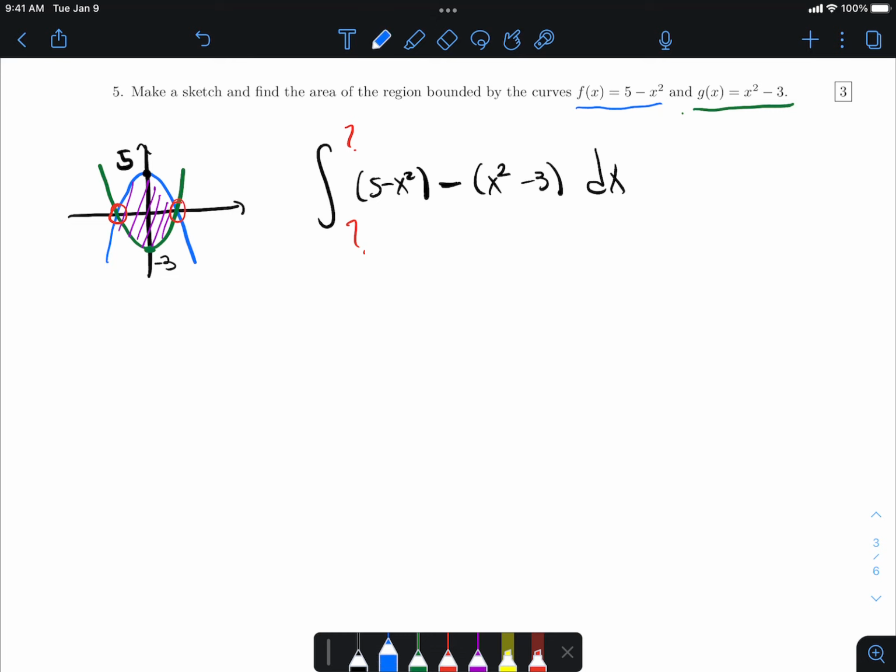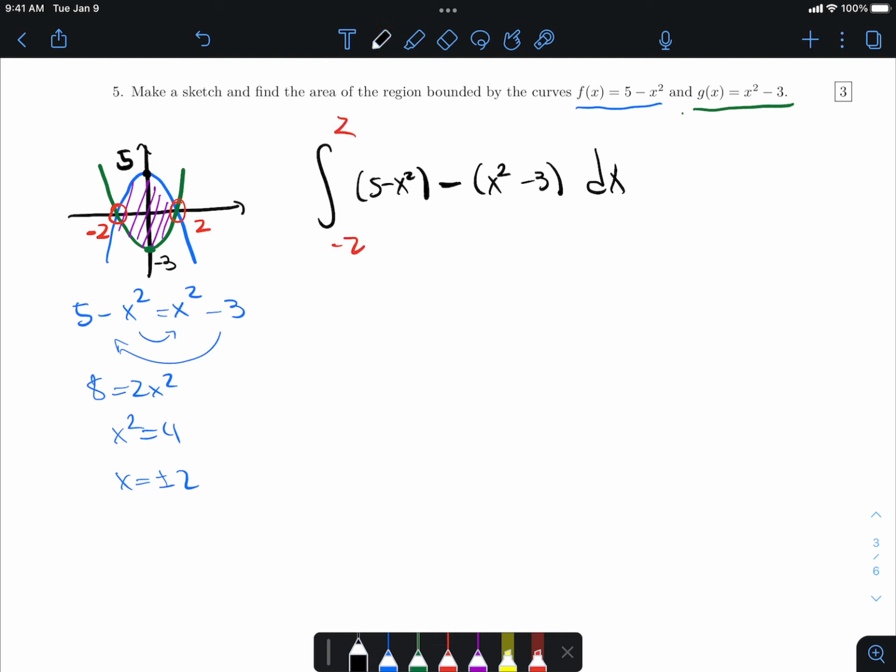So I need to find where these two functions intersect. So I make 5 minus x squared equal to x squared minus 3. Move this x squared to the right. Move this 3 to the left. So x squared equals 4. x equals plus or minus 2. There are 2 points where these guys intersect. That's minus 2 and that's positive 2. So these are my limits of integration. Integrating that from minus 2 to 2.